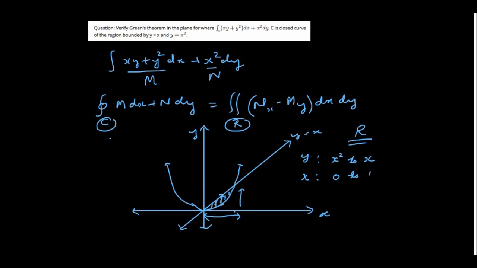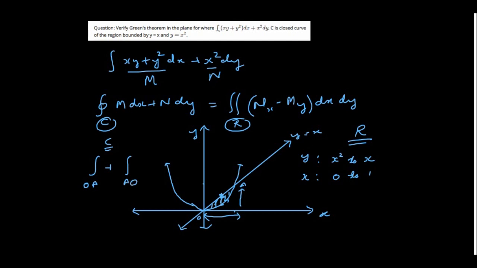Now for C, it is a closed curve that starts from the origin O, ends over here at A, and comes back to O again. So you have two paths, one along the parabola y equal to x square and the other along the line y equal to x. So let's divide this closed curve C into two integrals. The line integral can be found by finding the integral over OA plus the integral over AO.